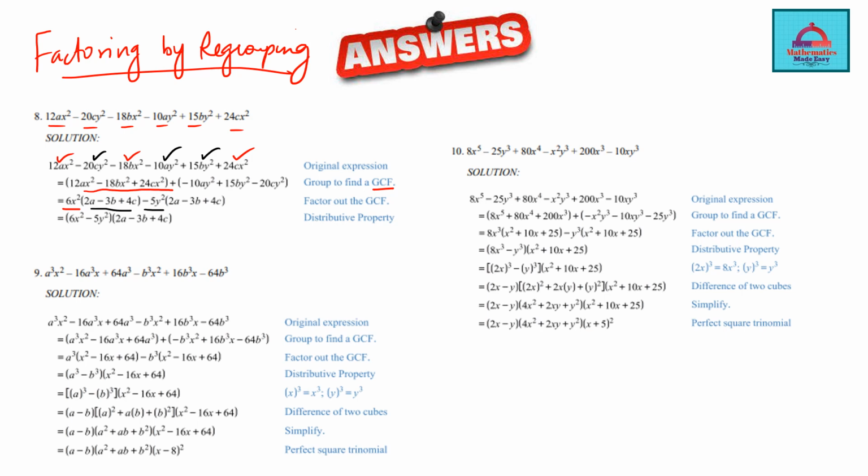Now you see this one and this one are same, the same factor is there, so you can take the factor outside and 6x square minus 5y square will come here. So this is how factoring by regrouping helps. In a similar way, you will factor by regrouping question 9 and 10.